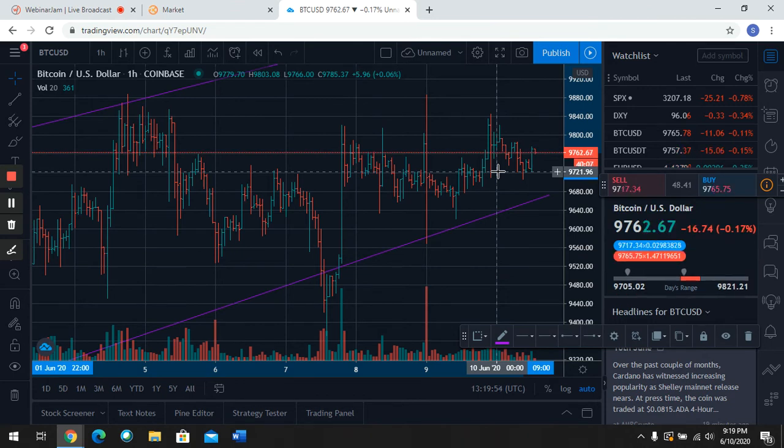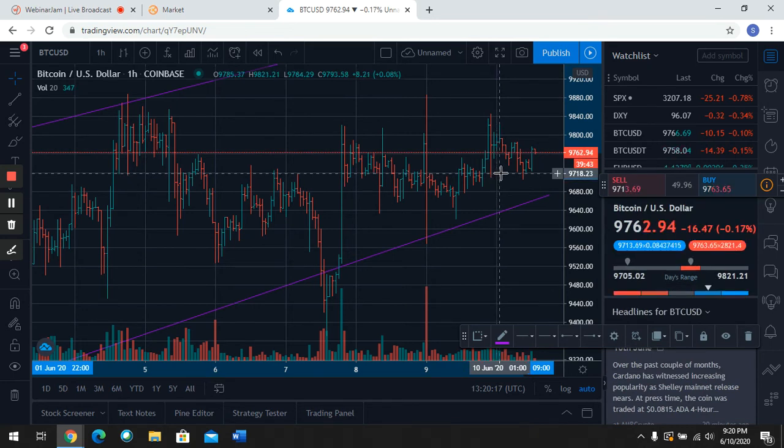Now let's refer to the top part. The opening part is at 9779.70. Highest it went for that hour is basically 9,800. Then the lowest was at 9766.00 and it closed at 9785.37. So let's move into the next hour.